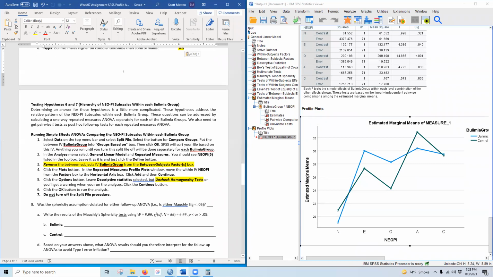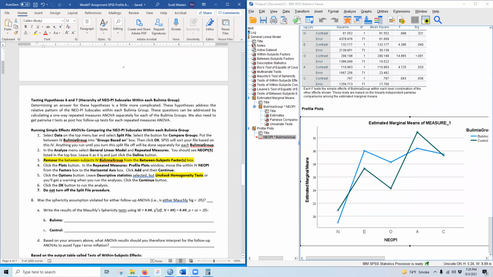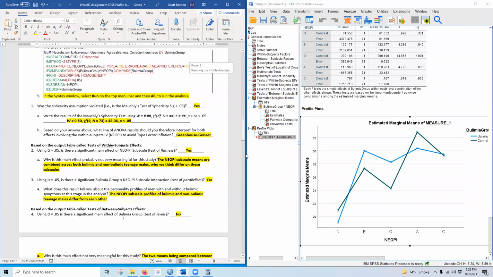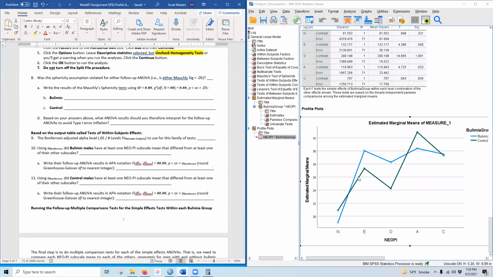Moving on. So hypothesis 7 is where stuff gets just absolutely crazy. We've got to do repeated measures ANOVAs, and then a bunch of follow-up t-tests, and it just gets kind of nuts. So what do we want to do first? I guess let's just follow the instructions. So what are we testing here? These 2 hypotheses. The most salient characteristics for bulimics would be E and O. The most salient for control males would be A and C. The way you do this is you compare along the lines. For bulimic males, compare these 5 points. For control males or non-bulimic, you compare these 5 points.